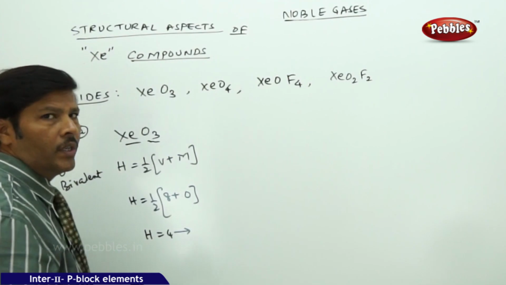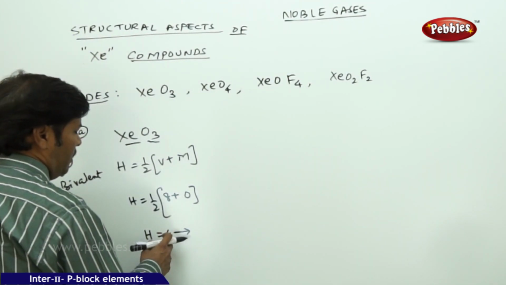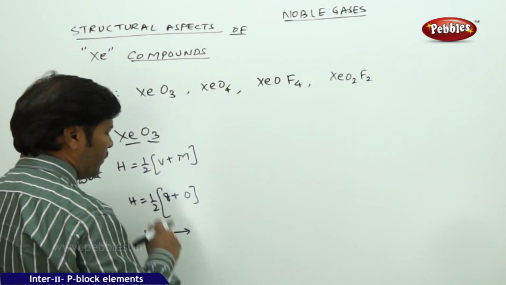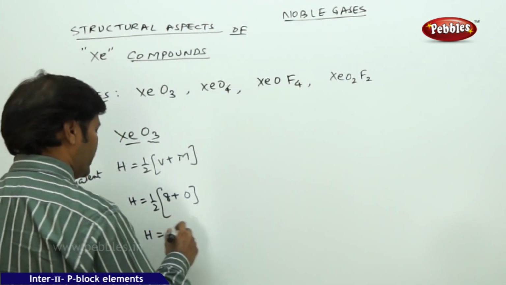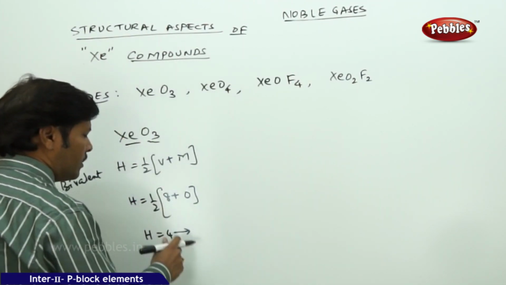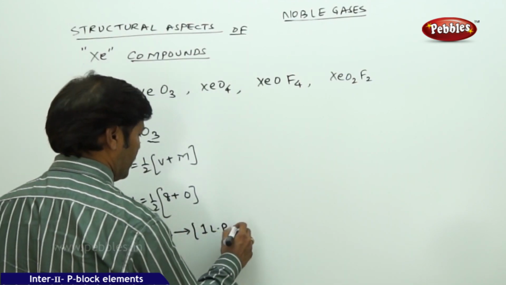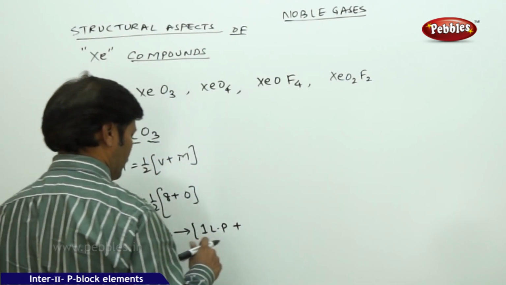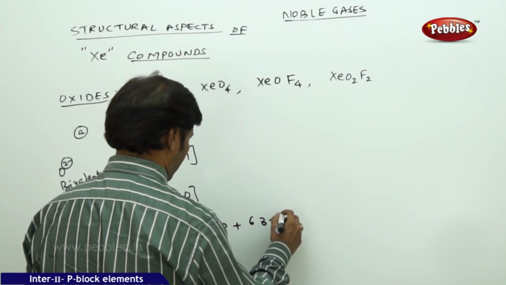So it is very clear that when the H value is 4, the number of adjacent atoms should be 4, but only 3 are there. That means it has one lone pair, compulsorily one lone pair should be there. One adjacent atom is missing, so there is the presence of one lone pair plus 6 bond pairs, because you find that here xenon has 8 valence electrons, so 6 bond pair electrons can be observed.